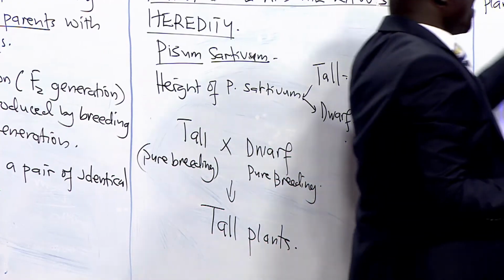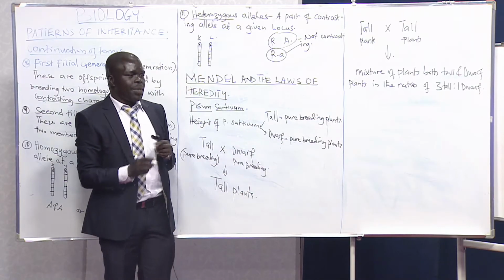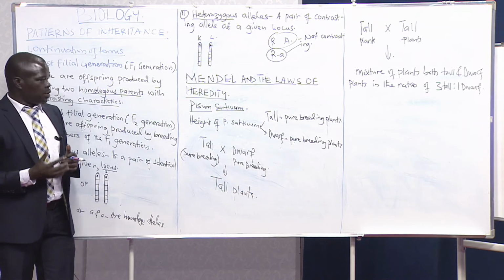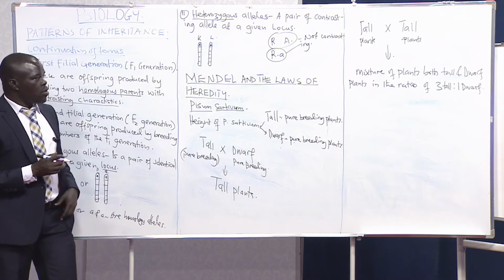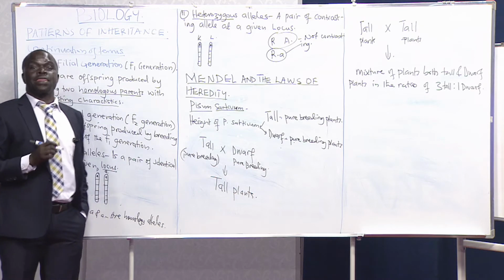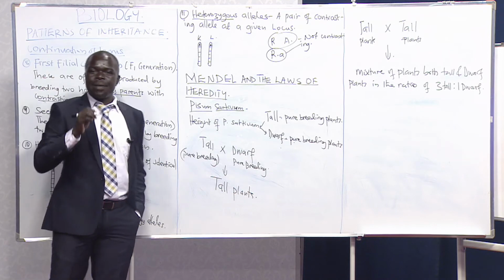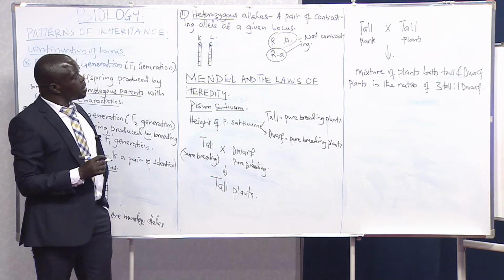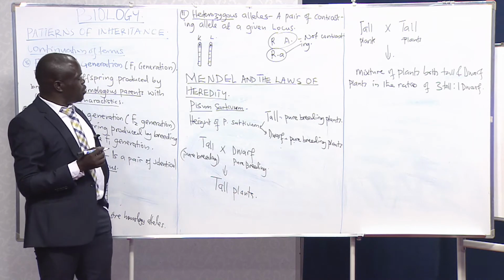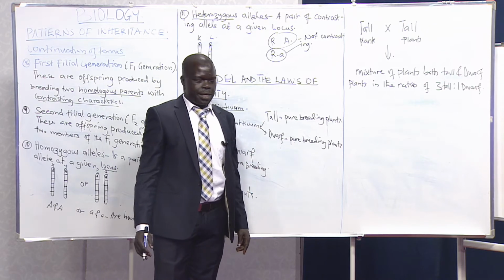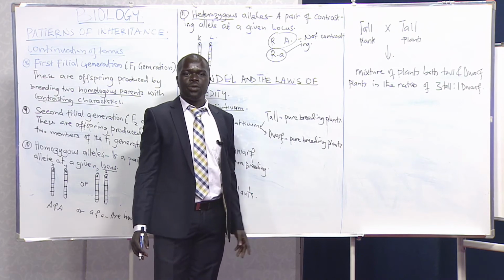Imagine he counted all of them, and then got the ratio of the plants he had got. This was interesting for him, and he noted it down. But 34 years after his death, a geneticist came across his work. He read through it and said this work was very interesting. That is the thing I'm now teaching you.